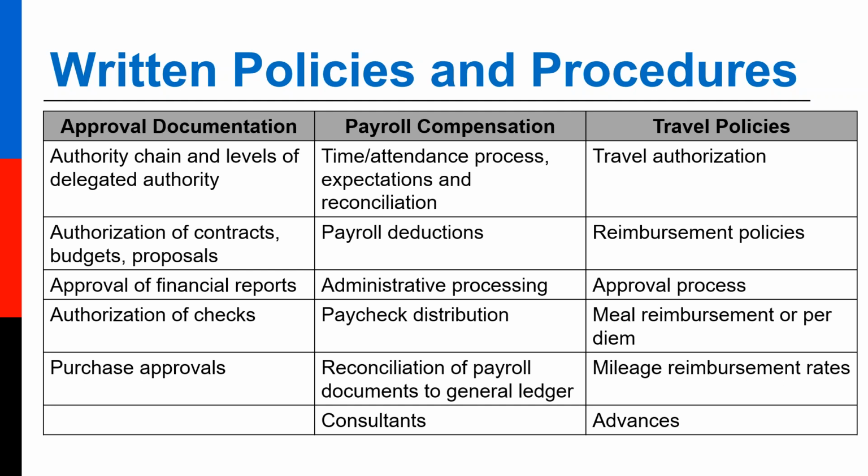This slide shows some of the areas for which written policies should be in place and specific aspects that should be addressed. For example, if we look at the payroll compensation column, there should be written policies and procedures around the following aspects: time and attendance process, expectations and reconciliation, payroll deductions, administrative processing, paycheck distribution, reconciliation of payroll documents to general ledger, and consultants. And this is where you may need to bridge those internal controls, because members receive a living allowance, so their payroll calculations and distribution may be different than the overall agency's.